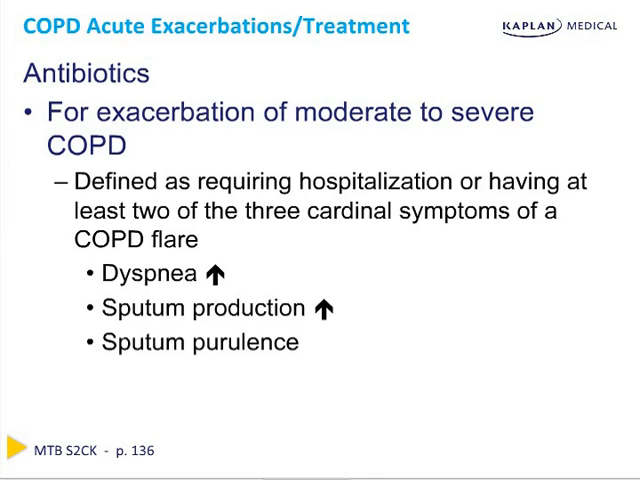So for example, the patient might make clear sputum on an everyday basis, but for the few days prior to their COPD flare, they started making green or brown colored sputum. That would change the sputum purulence and would count as one of the cardinal symptoms of a COPD flare. So, for any of these indications, you're going to use antibiotics to treat the COPD flare.